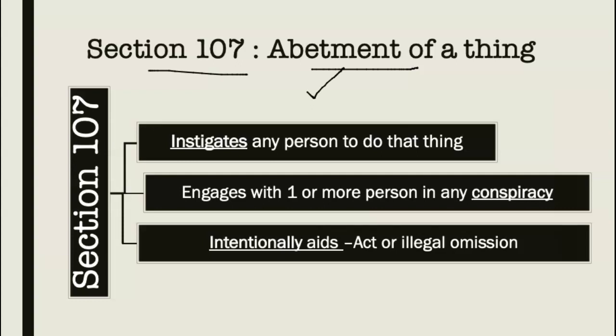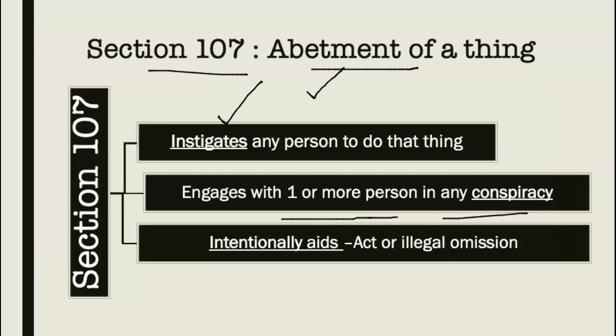Now let's move forward. Section 107 basically states that a person abets the doing of a thing who firstly instigates any person to do that thing. So what do you understand by the term instigation? Instigation is basically when you bring about, through persuasion, a person to do a thing. And you will be surprised to know that instigation has been one of the essential ingredients in cases involving death of young brides. Now the next component is engages with one or more persons in any conspiracy.